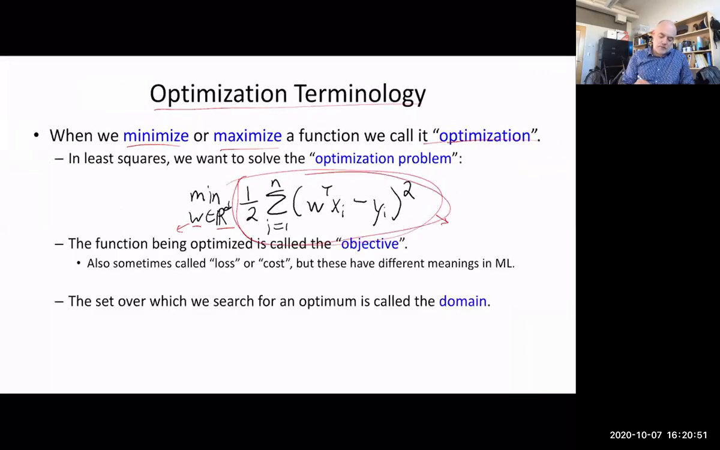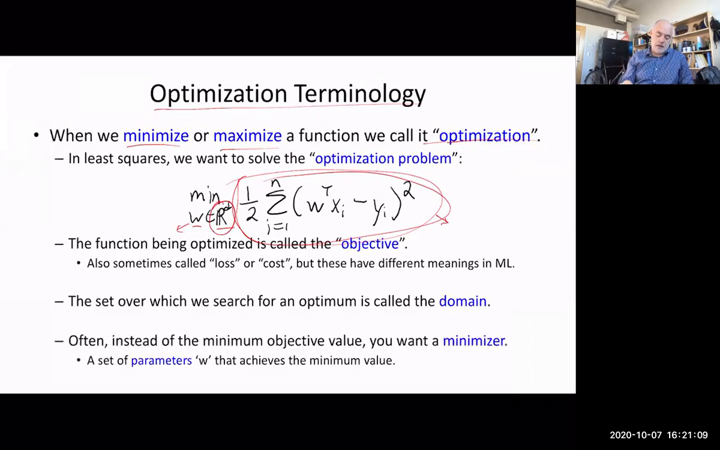This function over here is called the objective. It's also sometimes called the loss or the cost, and there can be likelihoods here, there can be all sorts of things that are called there, but there's some objective function. And the set over which we search for an optimum is called the domain, right? And usually, instead of the minimum value that this function achieves, we actually want a minimizer, which is to say the argument which produces the minimum function value or objective value. In this case, it's going to be a set of parameters that achieves the minimum value of our least squares loss.